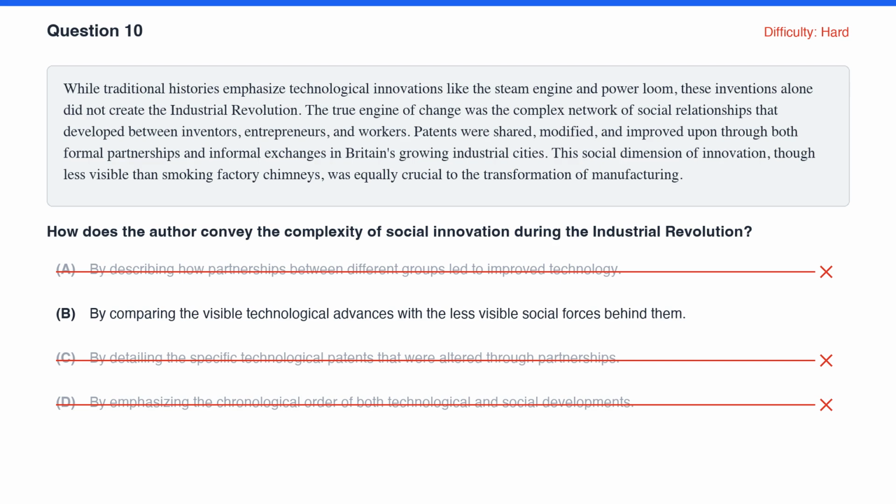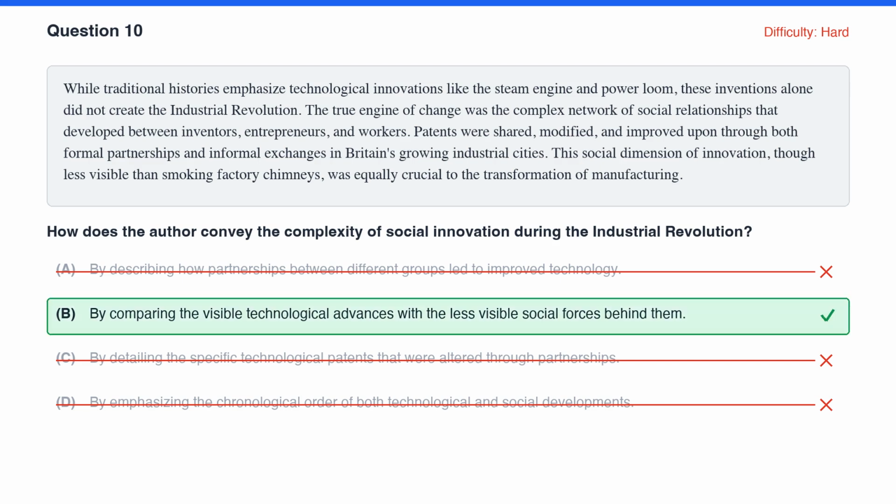Choice C fails because the passage never details any specific patents. It only says patents were shared and modified in general terms. Choice D misreads the structure. There's no chronological sequencing of events, only an interplay between social and technological factors presented thematically.